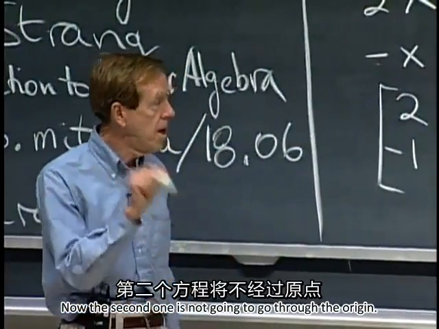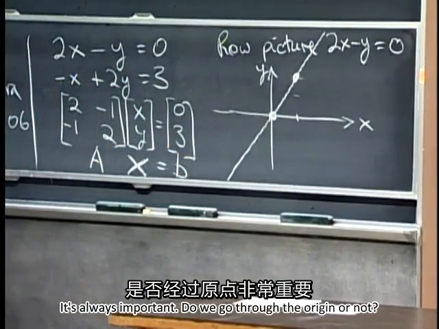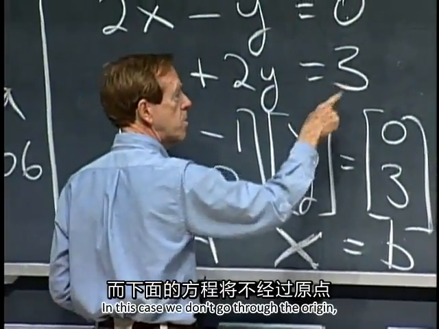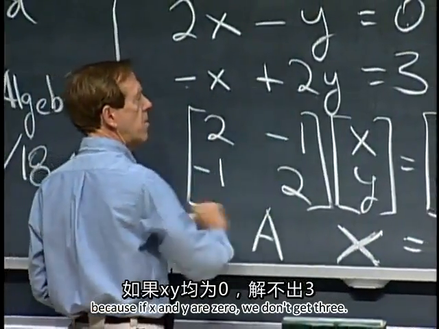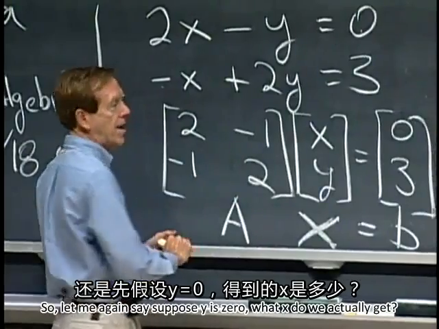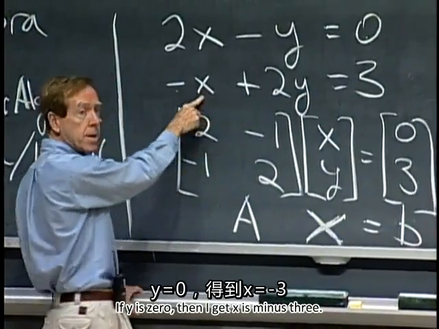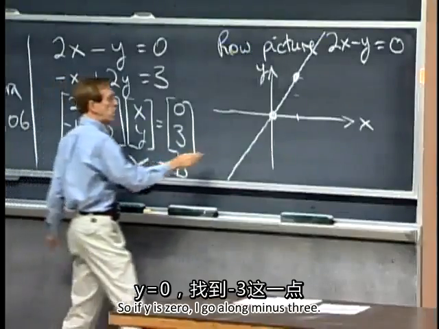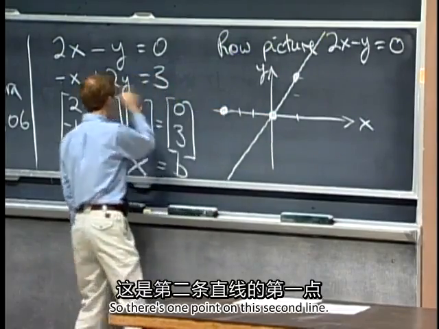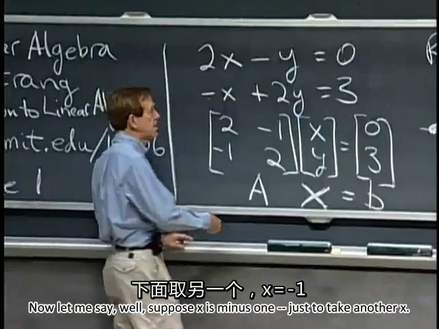Now the second one is not going to go through the origin. It's always important: do we go through the origin or not? In the first case, yes, because there's a 0 over there. In this case, we don't go through the origin because if x and y are 0, we don't get 3. So let me again say, suppose y is 0. What x do we actually get? If y is 0, then I get x is minus 3. So if y is 0, I go along minus 3. So there's 1 point on this second line. Now let me say, well, suppose x is minus 1.